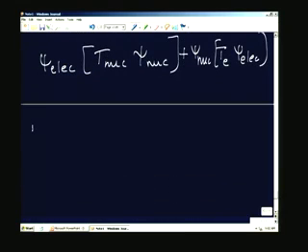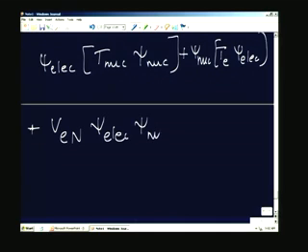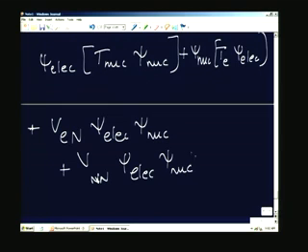Plus, we have talked about the kinetic energy plus the potential, the two kinetic energies plus V electron nucleus acting on psi electron and psi nucleus, plus V nuclear acting on psi electron psi nucleus, is equal to E on psi nucleus and psi electron.